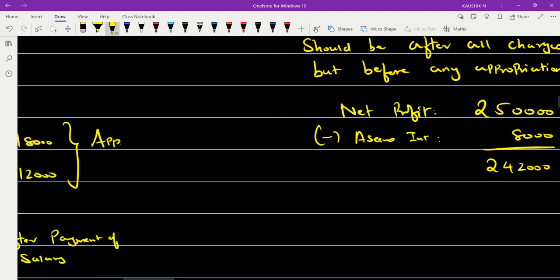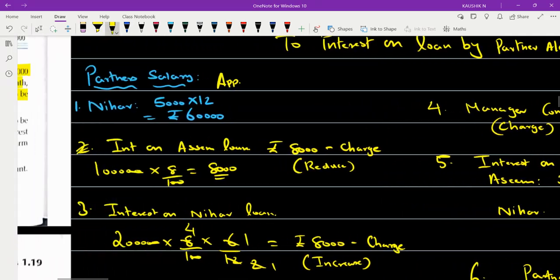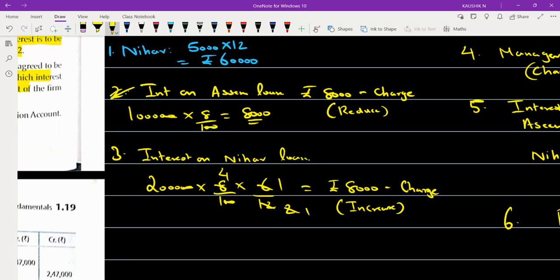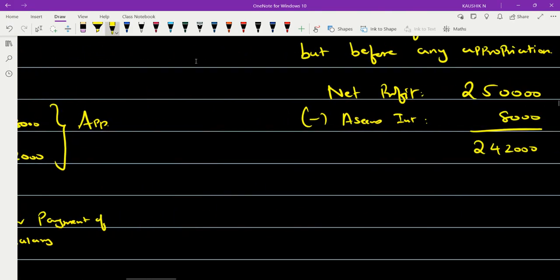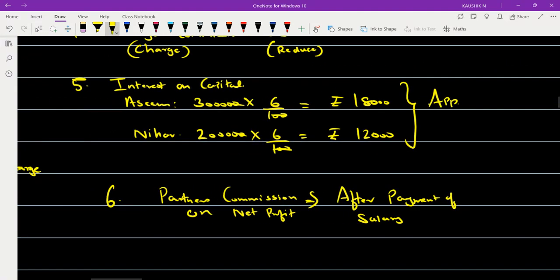And again, there is one more charge, right? So this is done. Here, interest on Nihar's loan, this is also an 8,000 charge, and this will increase, so it should be added. With this, add Nihar's interest 8,000. It will come back to 2 lakh 50. Any doubt up to this?